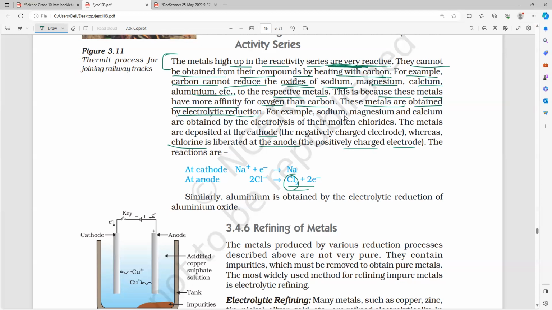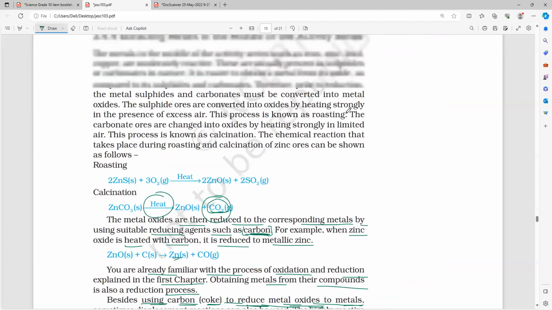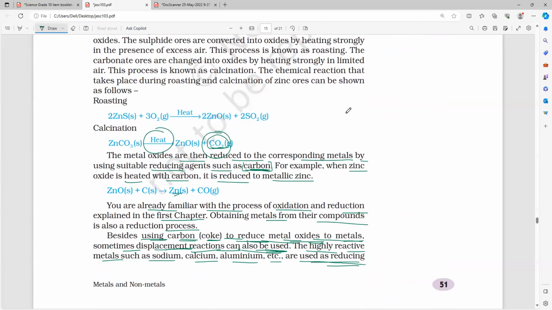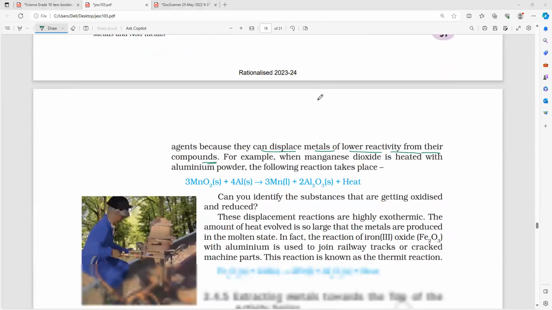If it is reacting with the carbon, definitely they have to produce carbon dioxide gas. If they are not able to produce it, that means they are more reactive. So that is the answer.